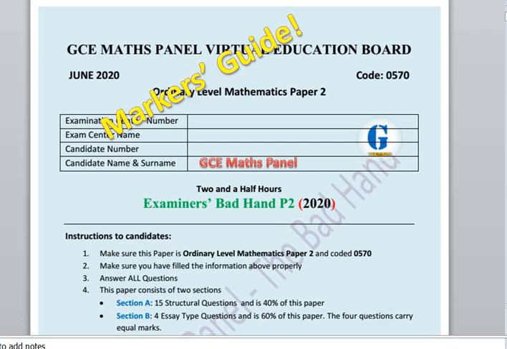And in this particular setting, which is paper 2 of the examiner's bad hand, as we call it, we are going to divide this one into two parts. We have section A, which consists of 15 structural questions, and section B, which consists of 4 essay type questions. So this part will begin with the structural questions.